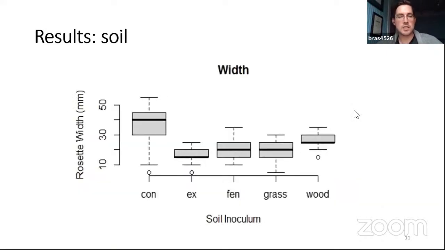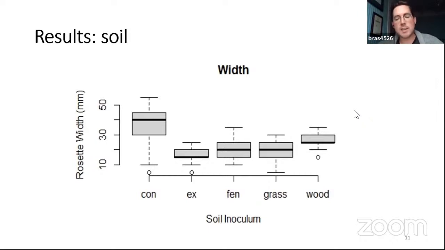If we look at soil first, we do see that the control is the first one on the left. The plants did best on control, and then ex-arable, fen, grassland, and woods. We see a general upward trend from ex-arable to woodland for the width measurement. Plants that are bigger or wider have more biomass, and we could probably say they're more fit. So this is the general trend for soil.